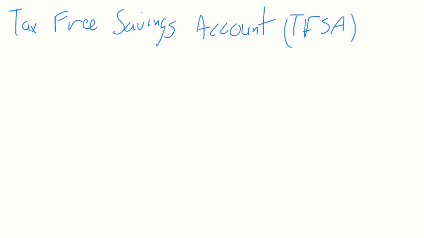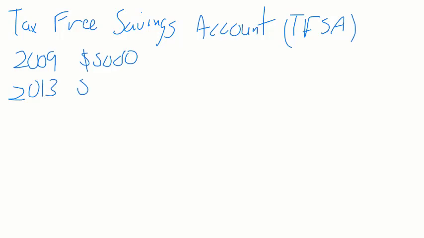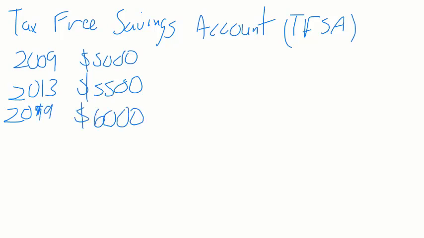So they started it in 2009. And the limit was $5,000. In 2013, the limit was increased to $5,500, and in 2019, the limit was increased to $6,000. It's indexed, but only goes up in increments of $500. There was a year in there in 2015 where it was 10 grand. We won't worry about that for the time being.